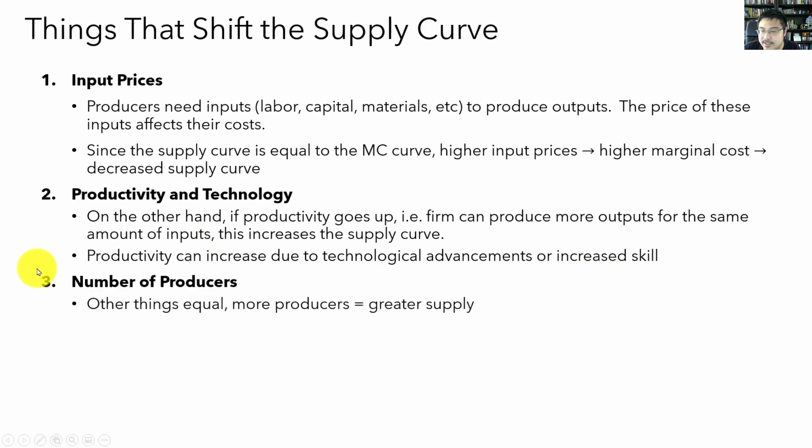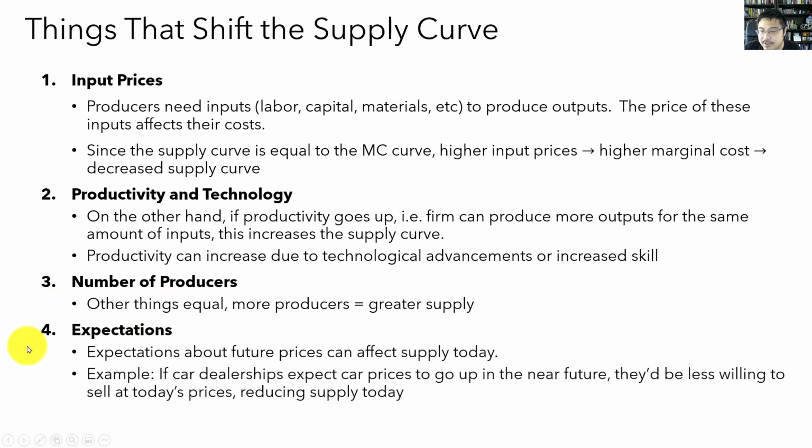So a third thing that can change the supply curve is simply the number of producers, right? Other things equal, right? Even if input prices stay the same, even if productivity and technology stay the same, if we have more producers, we're going to have more supply, right? And in fact, later in the course, we're going to think very carefully about how numbers of producers can change over time, okay?